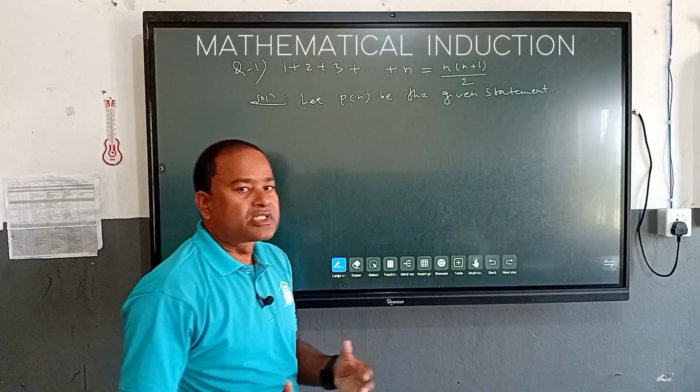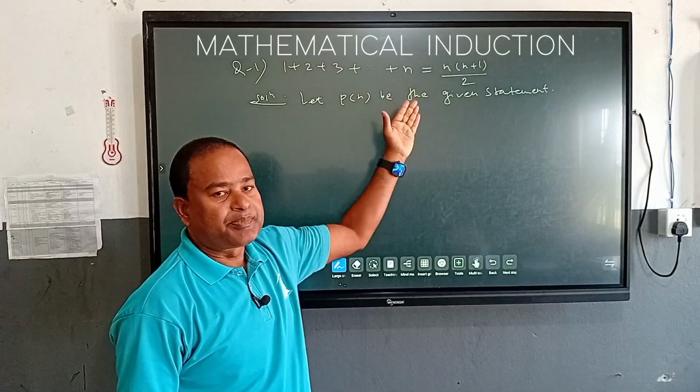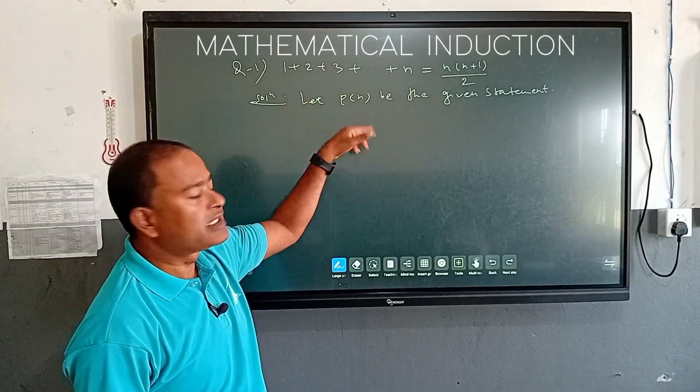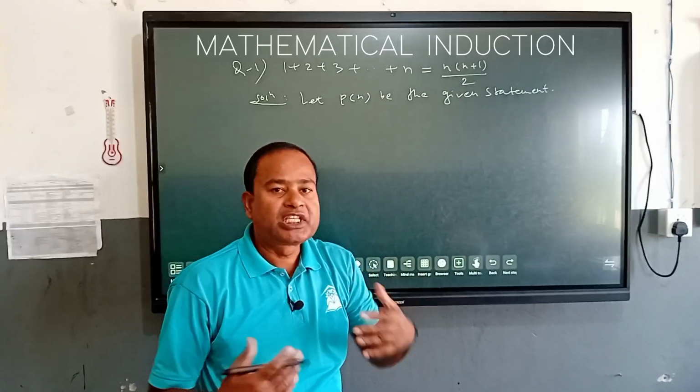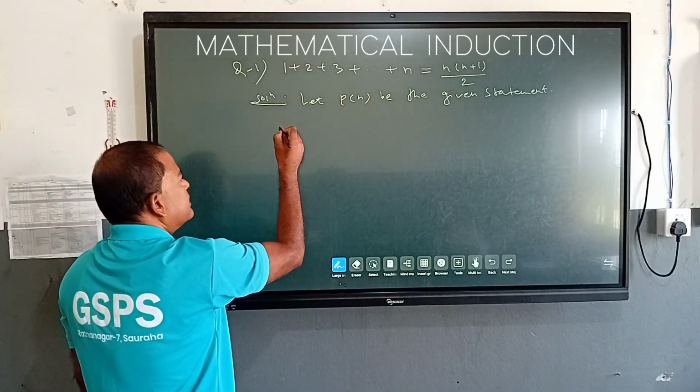Dear students, at first we have to suppose the given statement as Pn. Pn means the statement involving natural numbers, where n is a natural number.